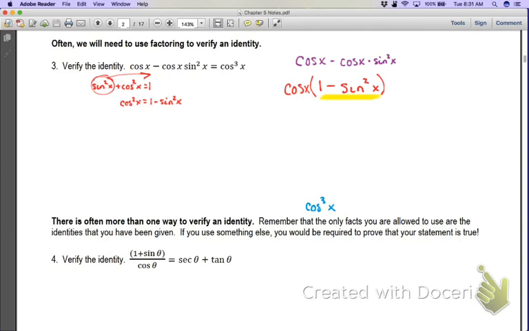Cosine squared of x. Yeah. So I have cosine of x times cosine squared of x. So I have a cosine times a cosine squared. So how many cosines do I have? 3. 3 of them.